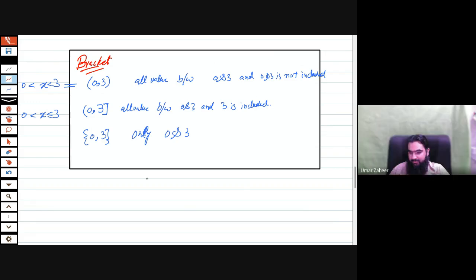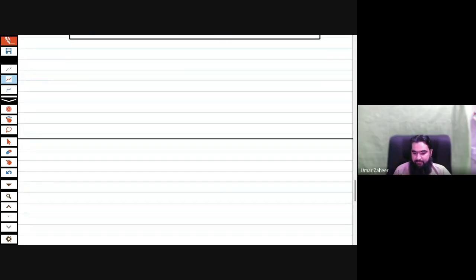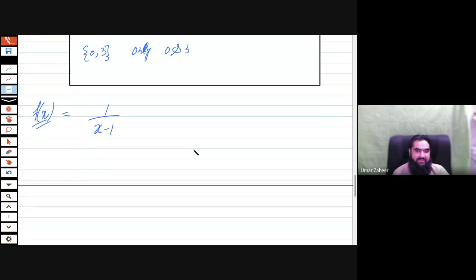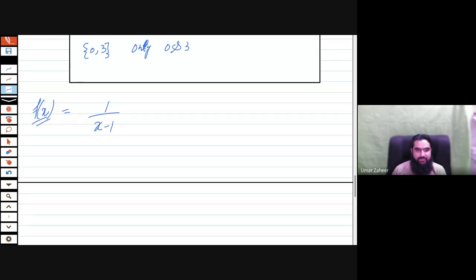Next we have to take an example. For example, you get a function, similar to the inverse case: f of x is equal to 1 divided by x minus 1. Can anyone tell me at which value it is not satisfied? It is undefined. It does not give you the answer.